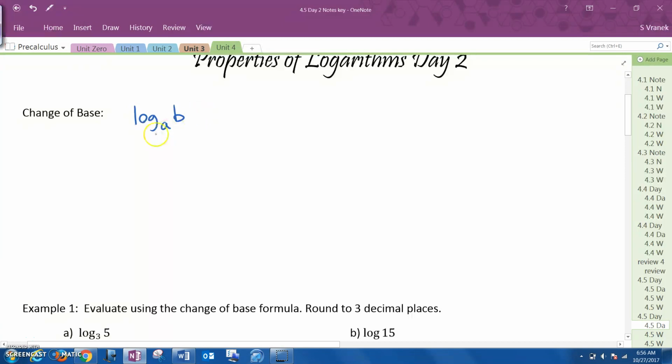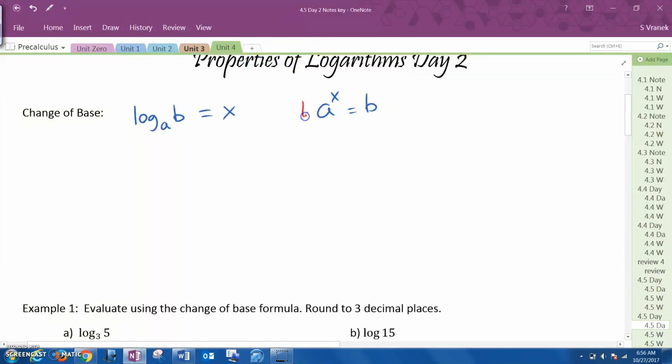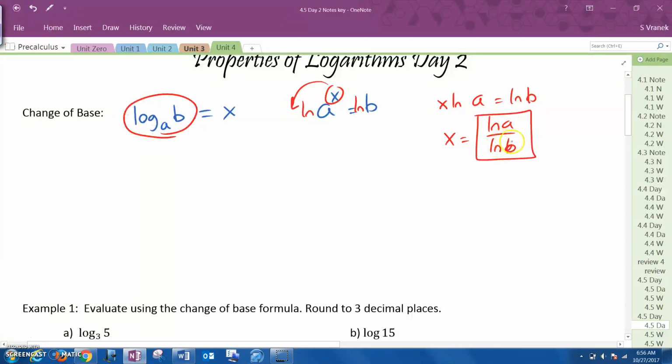So if you need to do that, think about if we set this equal to x. We would rewrite it as a to the x equals b. And then if you remember your log properties, you can ln both sides and bring that down. So we get x ln of a equals ln of b. So we get x is equal to ln of b over ln of a. So this is basically the change of base formula. Look what it turns into. We turn this into that.